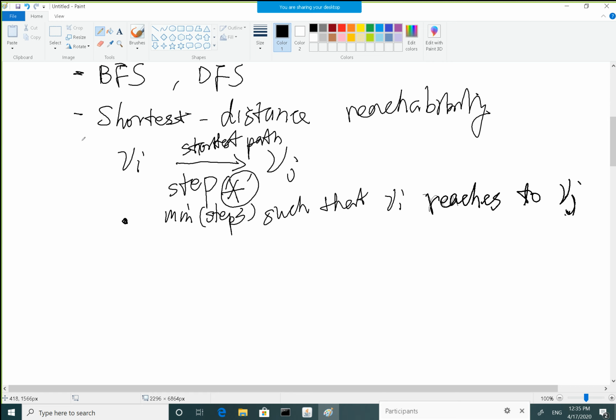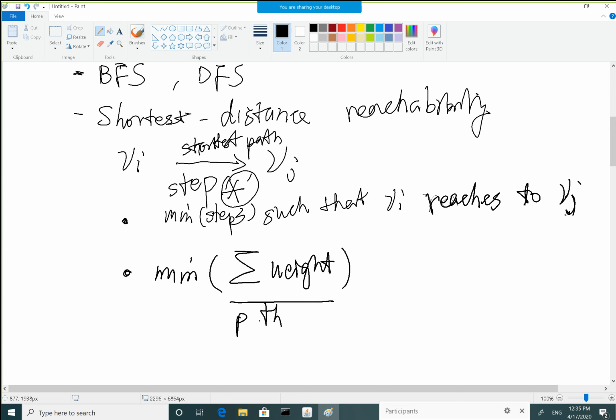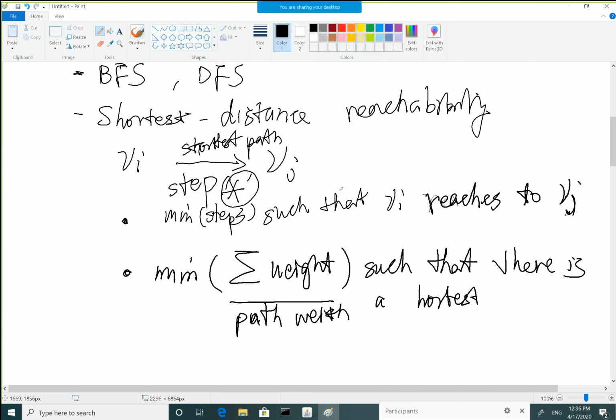Another thing, since we talk about shortest distance, is that people care about the minimum summarized weight. This corresponds to the path weight. The path weight, the minimum of this one, such that there is a shortest distance path from Vi to Vj. This is what we talk about in this week.